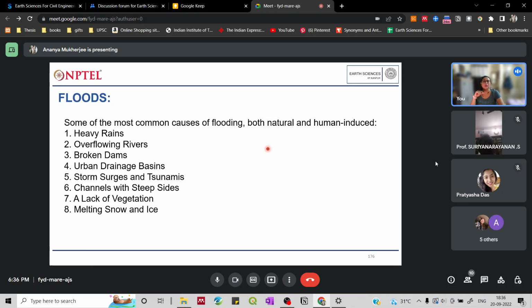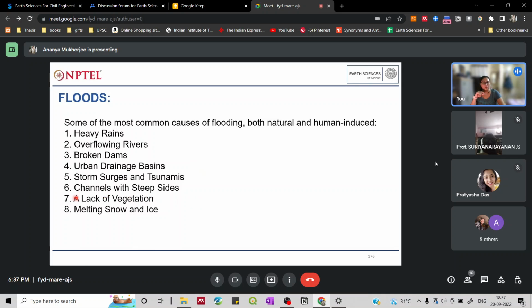Most of them are usually climate dependent, like heavy rains, overflowing rivers due to heavy rains, or an increase in discharge in the river. Then obviously one of the human influences would be broken dams, the dams that we built, suppose they have a failure. Then you have ill planned drainage basins from the urban areas. Then again disaster oriented, like storm surges and then tsunamis. Then obviously another human influence would be lack of vegetation.